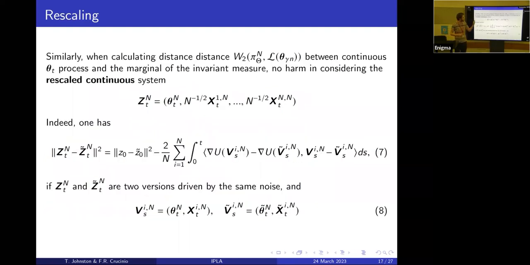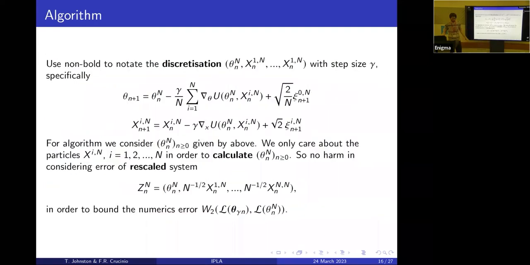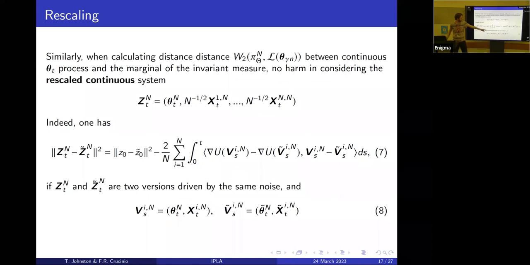Similarly, this is the error between the invariant measure and the continuous time process. We rescale the continuous system as well. Indeed, if we do this calculation here, the rescaled continuous system is set to tilde. And if we calculate the square of the norm of the difference, we get this expression here, which is entirely in terms of W. So another advantage of using this rescaling is that we go from having this gradient with respect to theta and this gradient with respect to x, to everything matching up, and we just get everything in terms of W. So, as I said, it's quite natural.